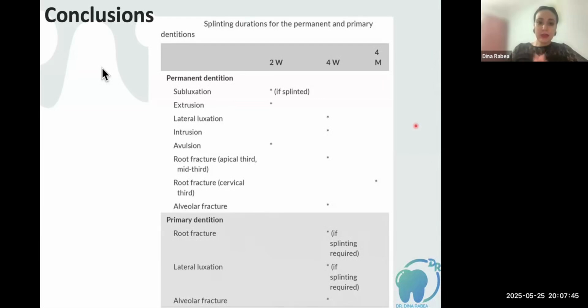But other than that, if we do not have an accompanying bone fracture, 2 weeks for avulsion in all scenarios are enough. For other fractures or luxations involving the bone, like the intrusion, the lateral luxation, and also the root fractures, we extend the luxation together with alveolar fractures to 4 weeks. And in the scenario of cervical root fracture, we can extend to 4 months because this has the worst prognosis and the mobility of the fragment is very likely.